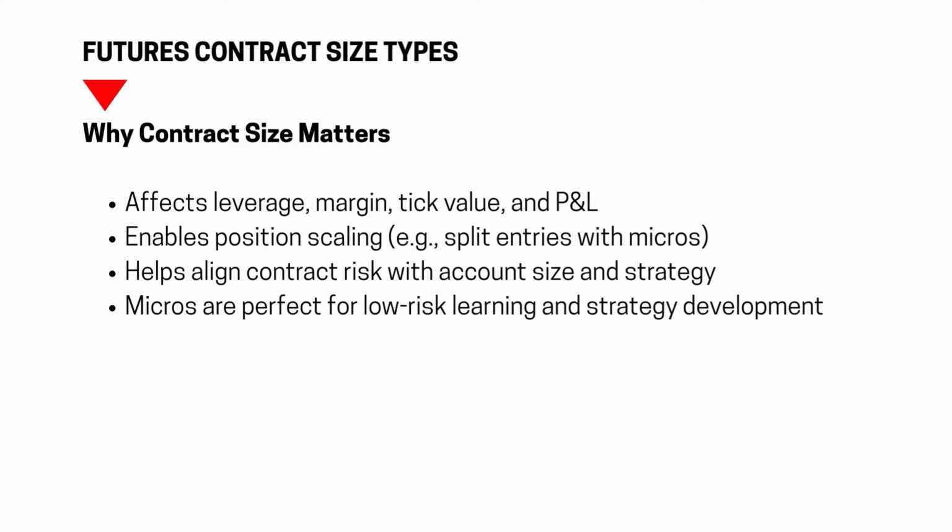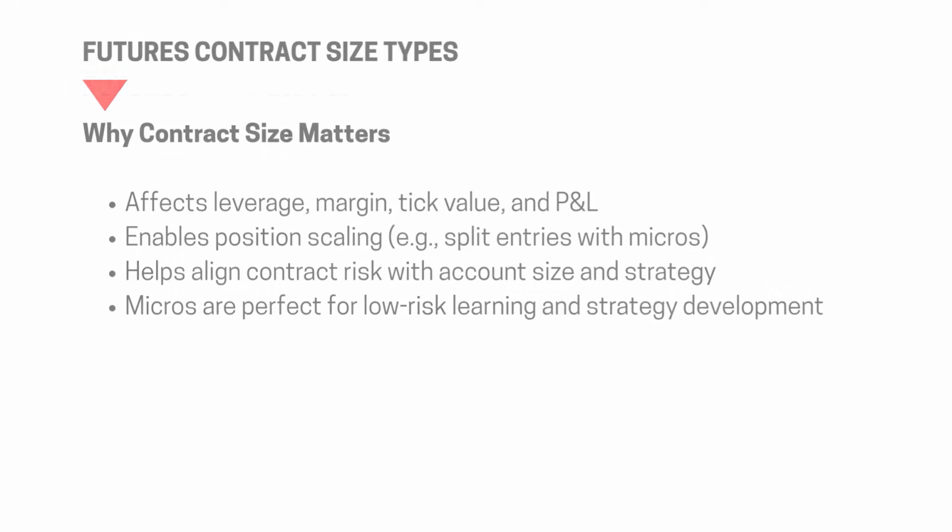So why does contract size matter? Well, it affects the leverage, the margin, the tick value and the P&L, which are very important when selecting your contract to trade. It does allow position scaling. You can split entries with micros, for example, get more precise in there, and it helps you align contract risk with account size and strategy. And micros, which like I said are really growing at the moment, are perfect for low risk learning and strategy development.